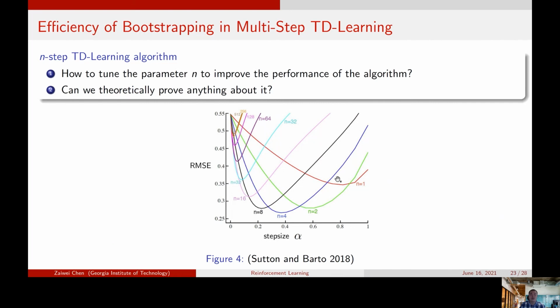But can we prove something about it? Can we theoretically say that some choice of n gives the best performance of the algorithm? Well, since n-step TD can be modeled as a stochastic approximation algorithm we studied before, we can derive a finite sample convergence bound of n-step TD. And the bound will be an explicit function of the parameter n. By optimizing the bound in terms of n, we get an optimal choice of n. This is what we're going to do next.